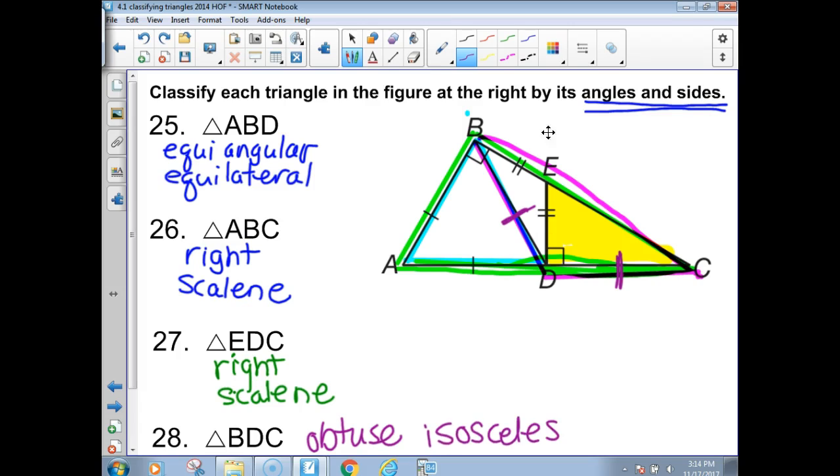All right, now, another question for you to think. Please tell me what triangle we did not discuss. What is it called? BED. That one right there. So if I asked you what it was, it would be by its big giant angle right here, obtuse and isosceles. Okay?